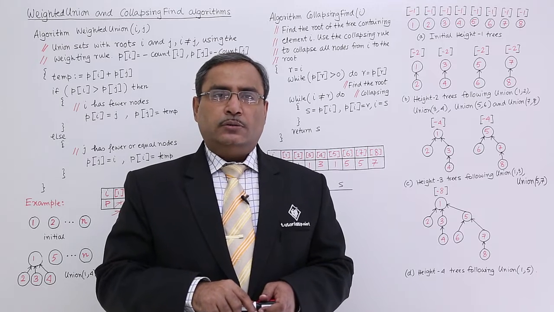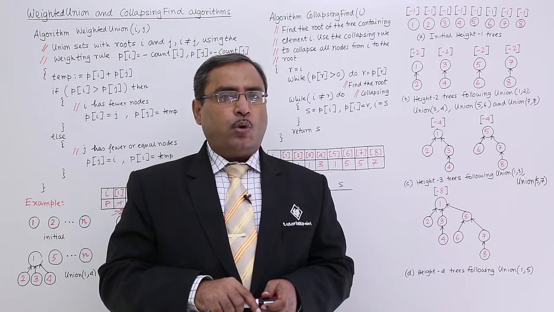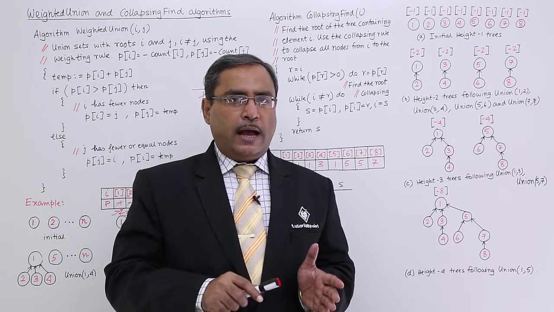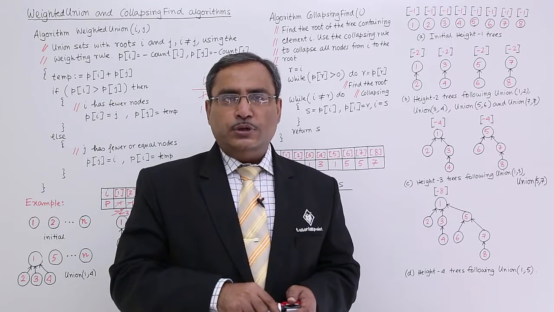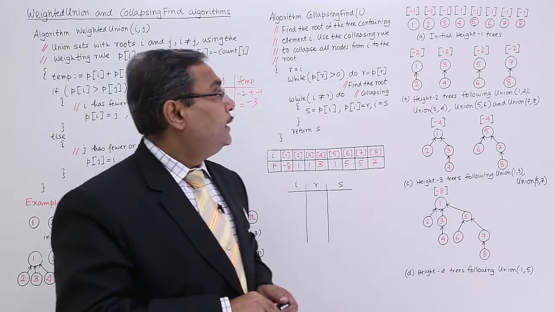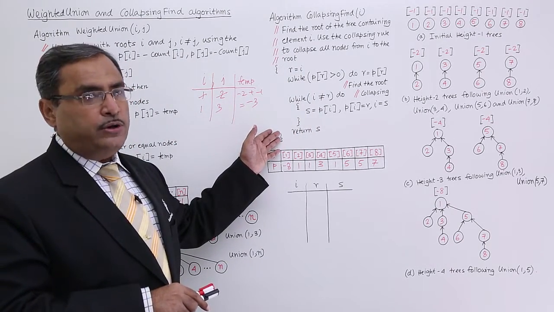In this session, we are going to discuss collapsing find. In the case of collapsing find, we shall have one algorithm, and on a certain example, we shall execute that algorithm and trace accordingly. But before going to collapsing find, let me go over the weighted union.